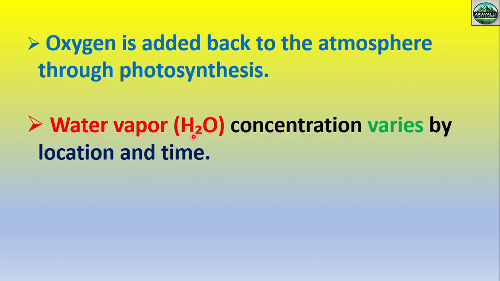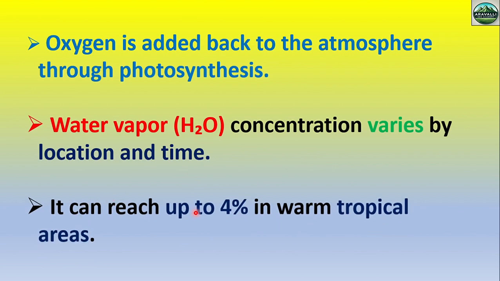Water vapor concentration varies from location to location and with time. We already know water is a variable gas, and its concentration varies from 0 to 4%. It can reach up to 4% in warm tropical areas. In humid areas or near the equator, water vapor concentration is highest, up to 4%.